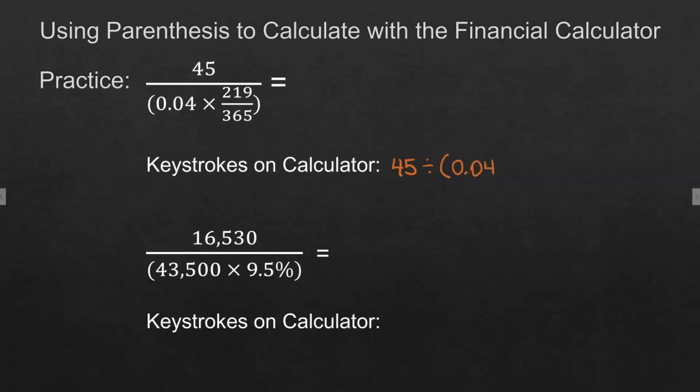And then we put the 0.04 times 219 divided by 365. Now, when you close your parentheses, you'll see a number on your screen. That's actually the calculation for the parentheses. If you forget to push your equal key, then it'll stay there. So 0.04 times 219 divided by 365, close, 0.024. That's what you would see on your screen, but then when you push equals, you get the answer, which is 1,875. You want to be real careful with that.